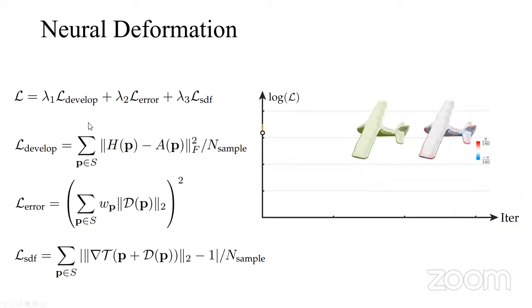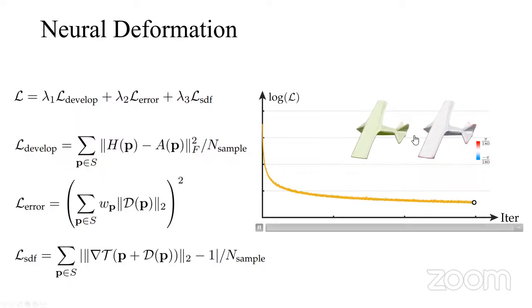The first is the deformation. The deformation is driven by optimizing a loss function. To generate a nearly developable implicit surface while approximating the input shape well, we define a loss function including three terms. To encourage developability, this is the first one. Then to control the approximation error, the second one. And finally, to maintain the deformed implicit field as an SDF.